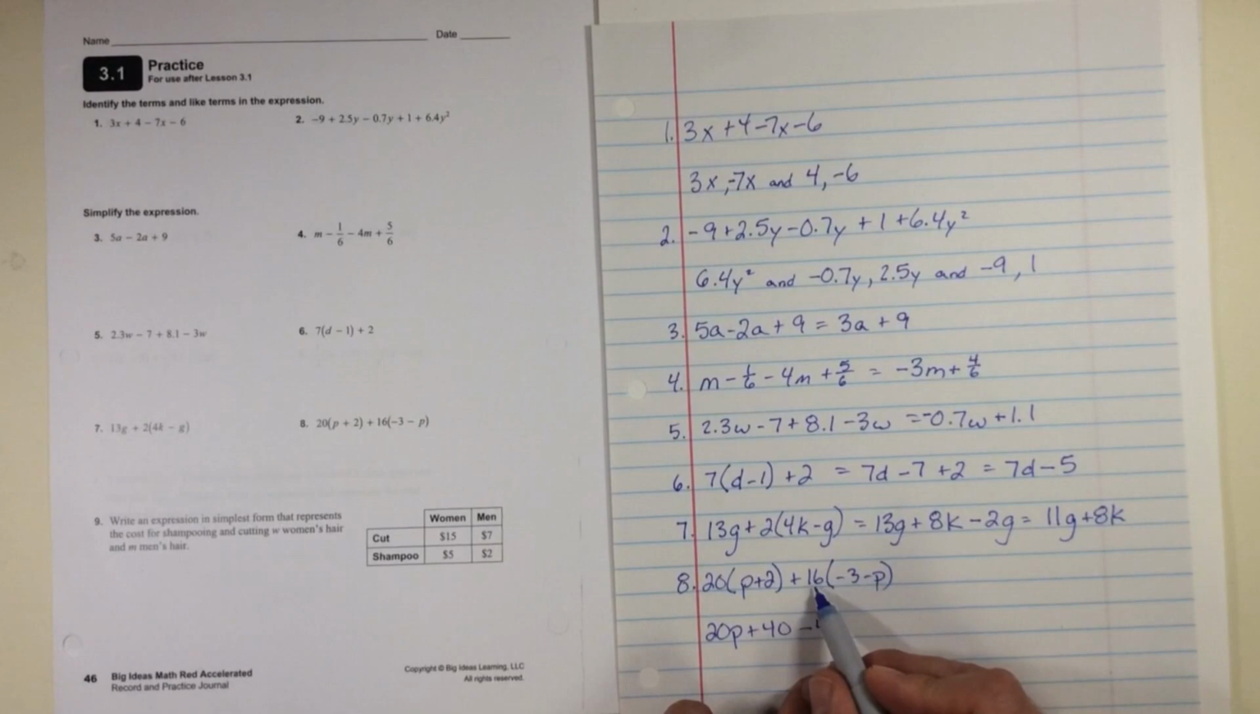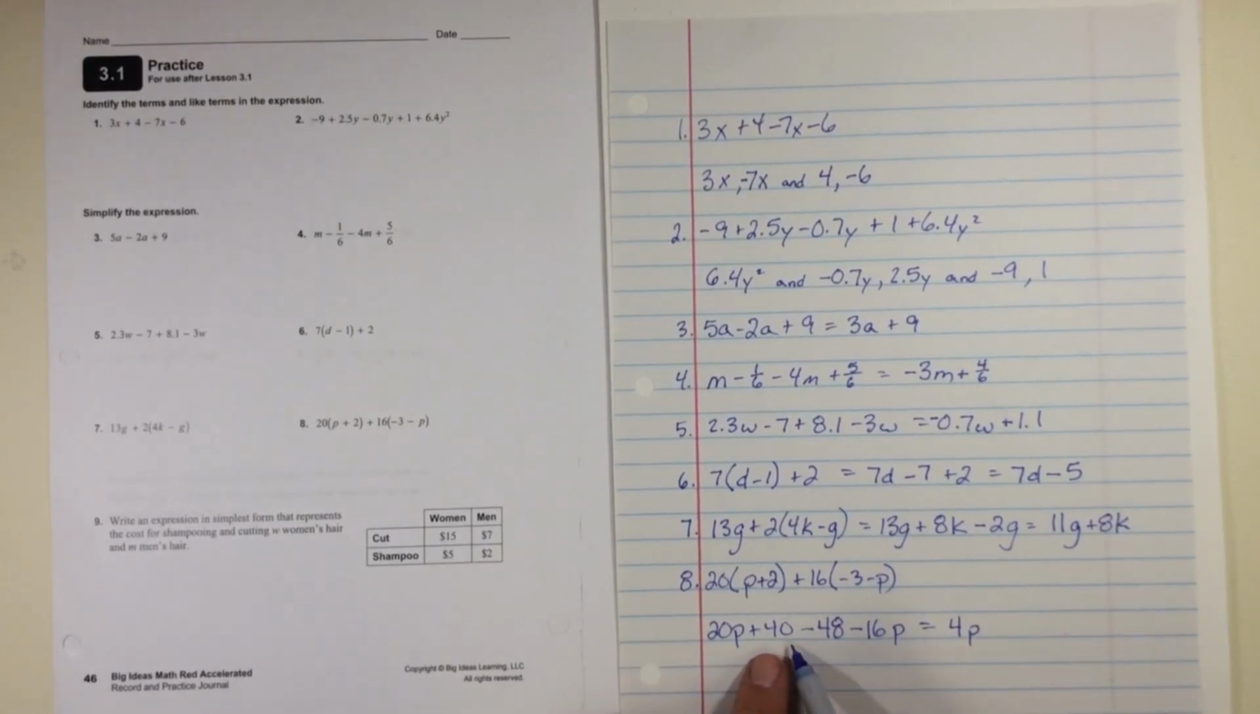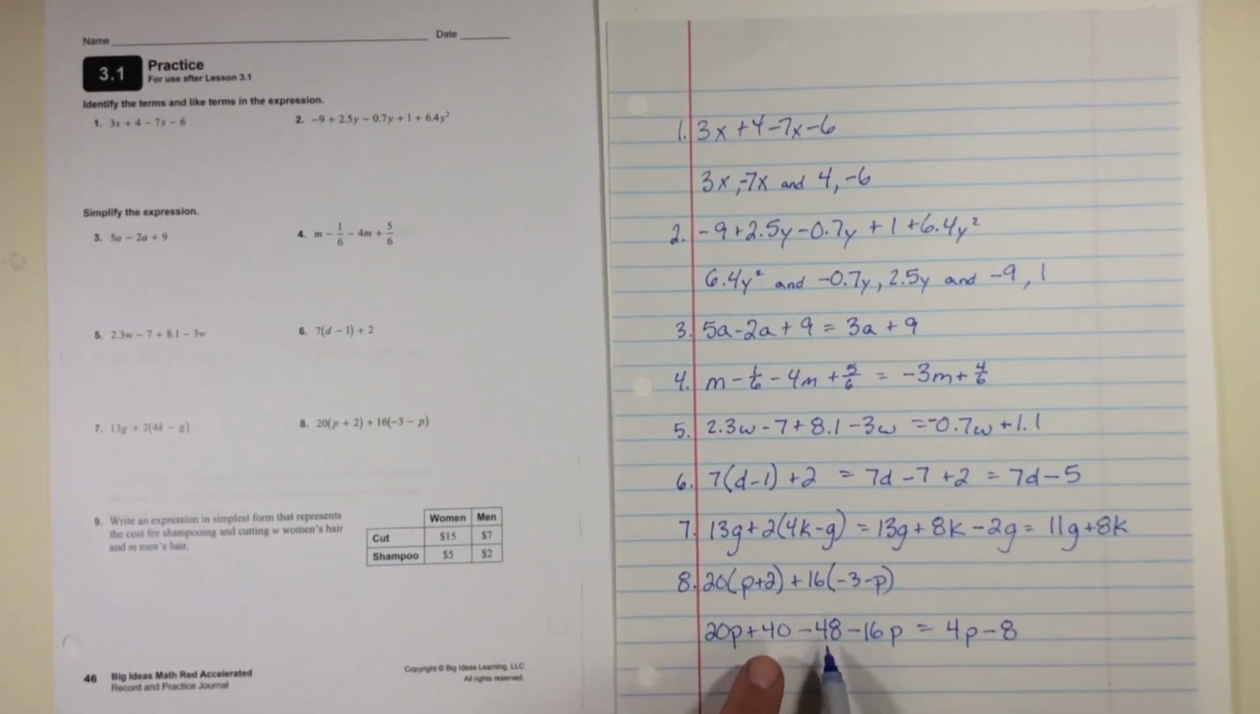Positive times a negative again, positive 16 times negative p gives me negative 16p. So I'll do my variable terms first, 20p, negative 16p for 4p. Constants, I have 40 and negative 48 for a negative 8. Different sign, subtract, keep the sign of the larger, negative 8.